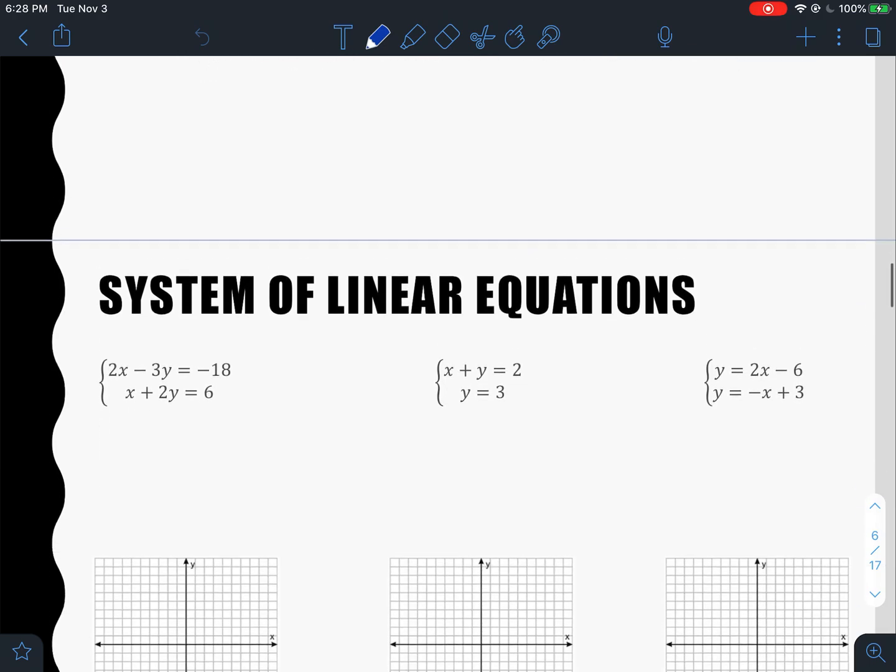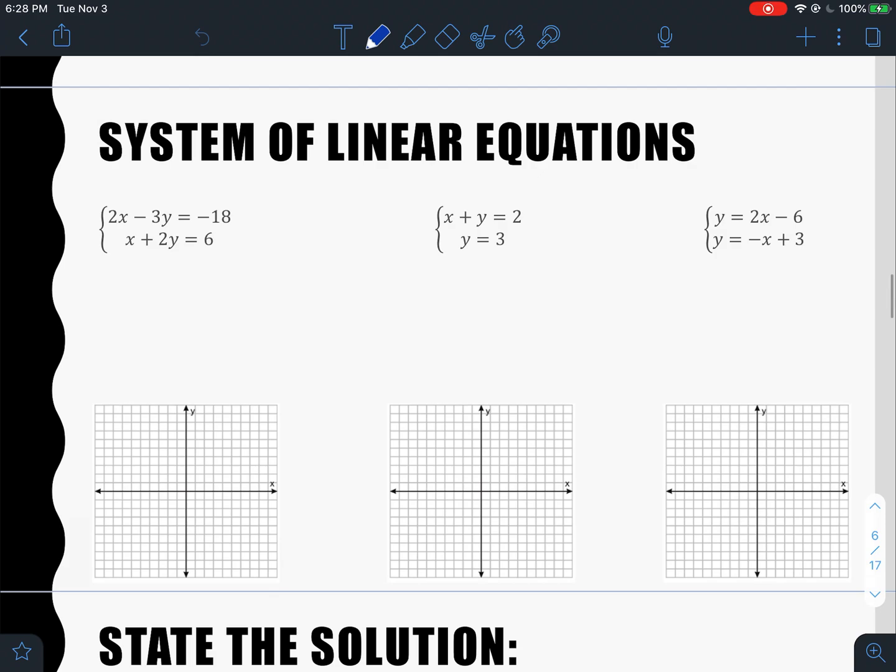Will they have one solution? Will they have no solutions? Or will they have infinite solutions? So a system of linear equations would look like the following. 2x minus 3y equals negative 18, x plus 2y equals 6; x plus y equals 2, y equals 3; or y equals 2x minus 6 and y equals x minus 3. So these are systems of linear equations.